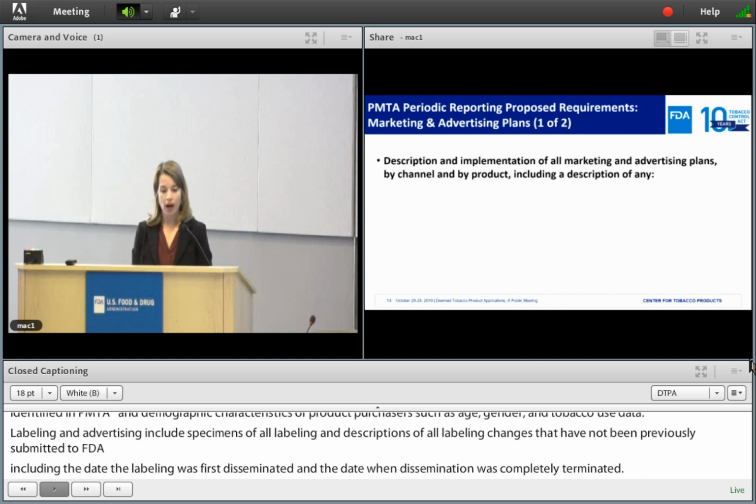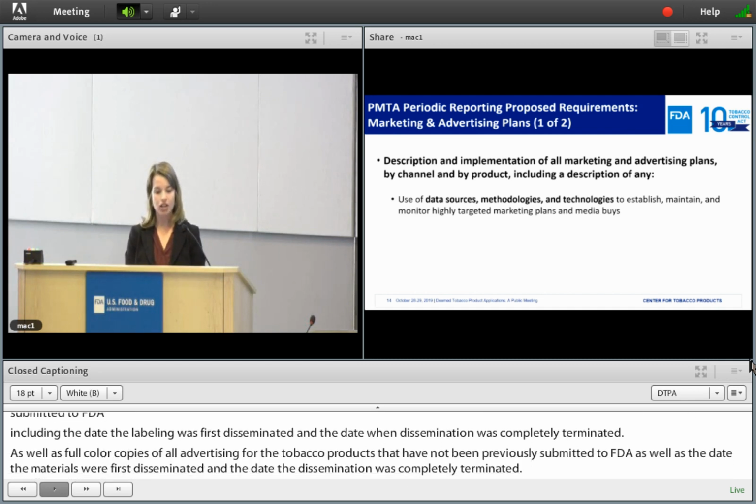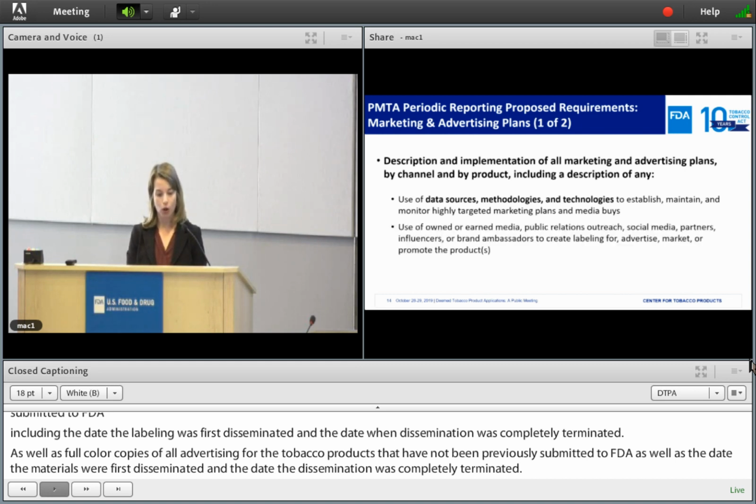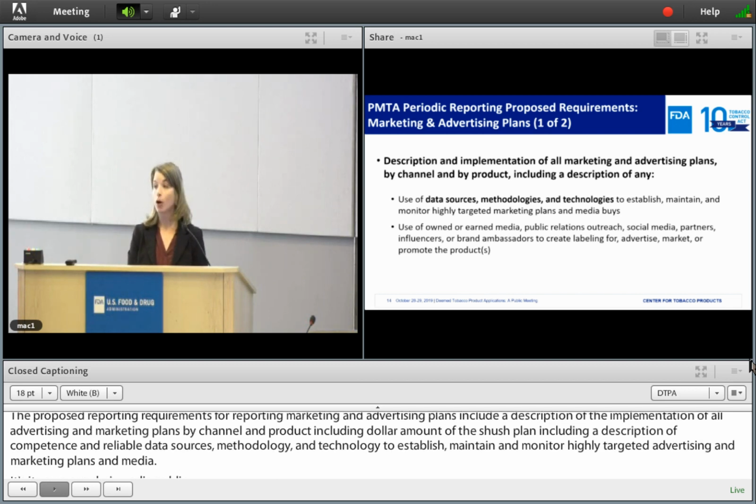The proposed requirements for reporting marketing and advertising plans include a description of the implementation of all advertising and marketing plans by channel and by product, including a dollar amount of each such plan, including a description of any use of competent and reliable data sources, methodologies, and technologies to establish, maintain, and monitor highly targeted advertising and marketing plans and media buys, use of owned, earned, shared media, public relations outreach, paid social media, partners, influencers, bloggers, or brand ambassadors to create labeling for, advertise, market, or promote the products.